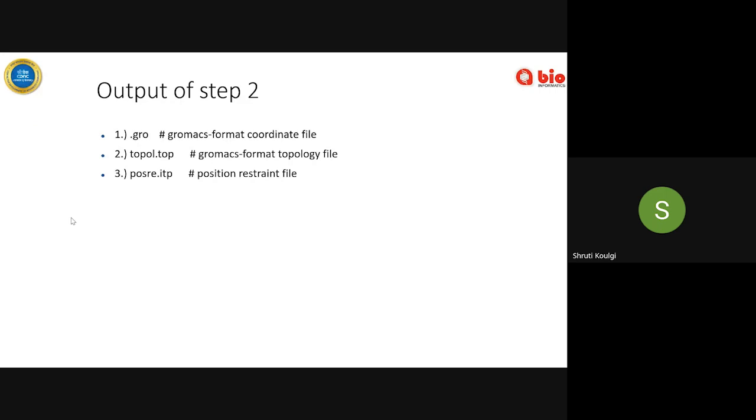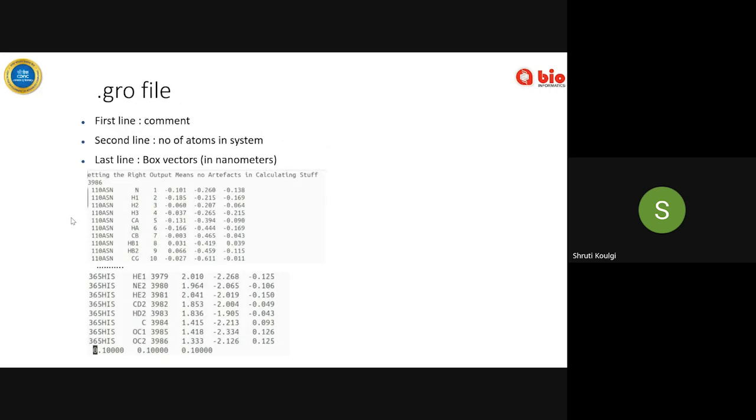Now the output would be a gro file, a top file, and posre.itp. What is the gro file? The first line is your comment. The second line in your gro file tells how many atoms you have in your system. These are the number of atoms in your system. It has converted into the gro format. Initially it was a pdb format with atom types and all that. Here you have the residue number, followed by residue name, followed by the atom type, followed by the index, followed by the three coordinates, and at the end you have a box.